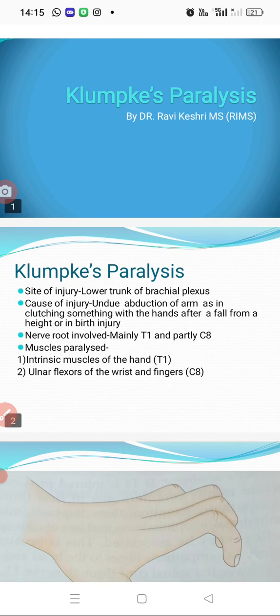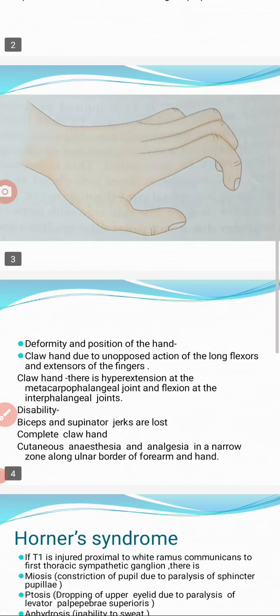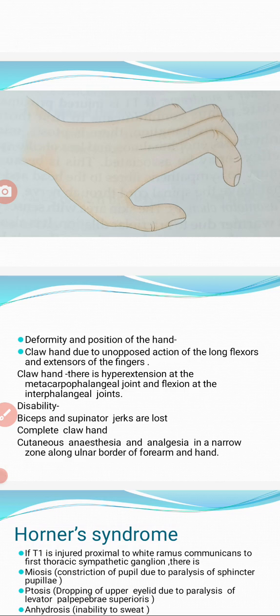The intrinsic muscles of the hand: what does that mean? It means that the origin and insertion of the muscles are within the territory of the hand. These are called the intrinsic muscles of the hand. Now, this figure is showing the claw hand.